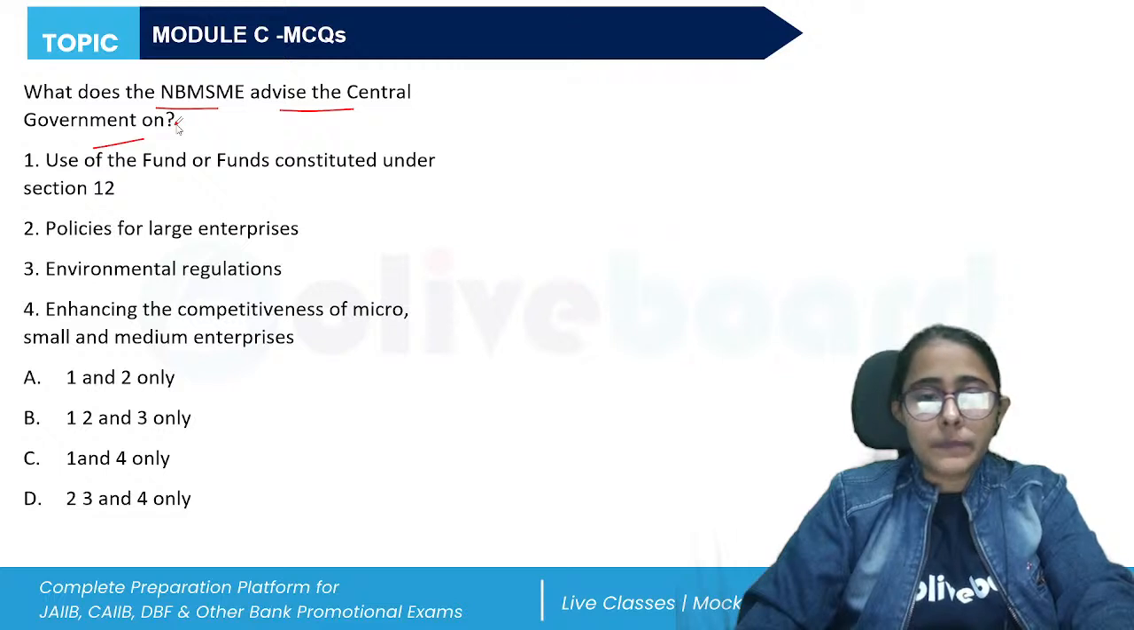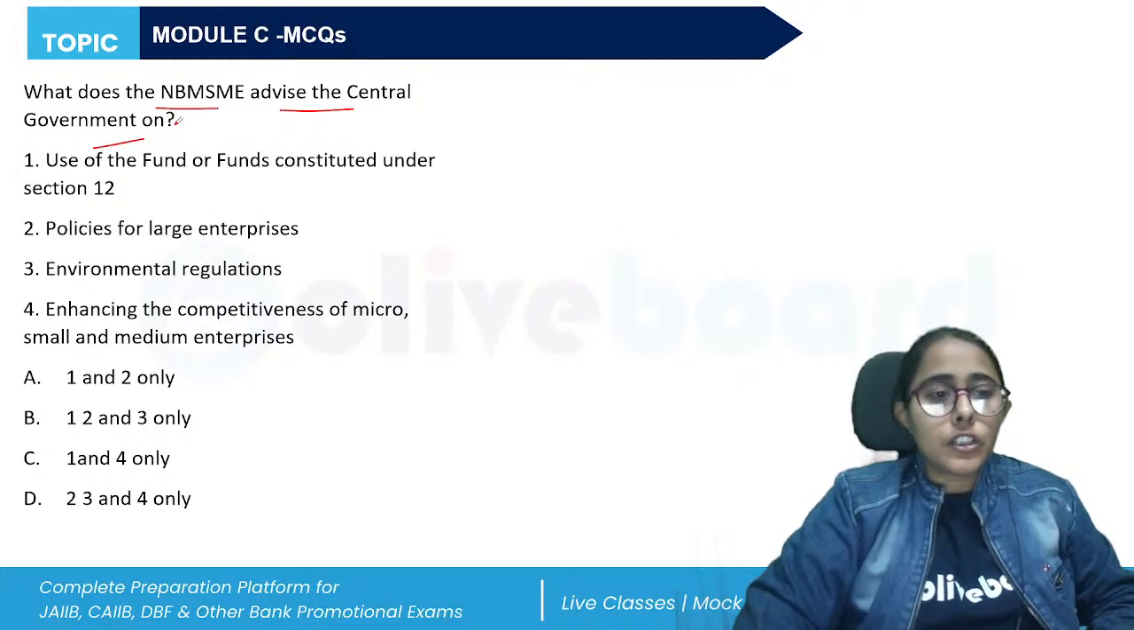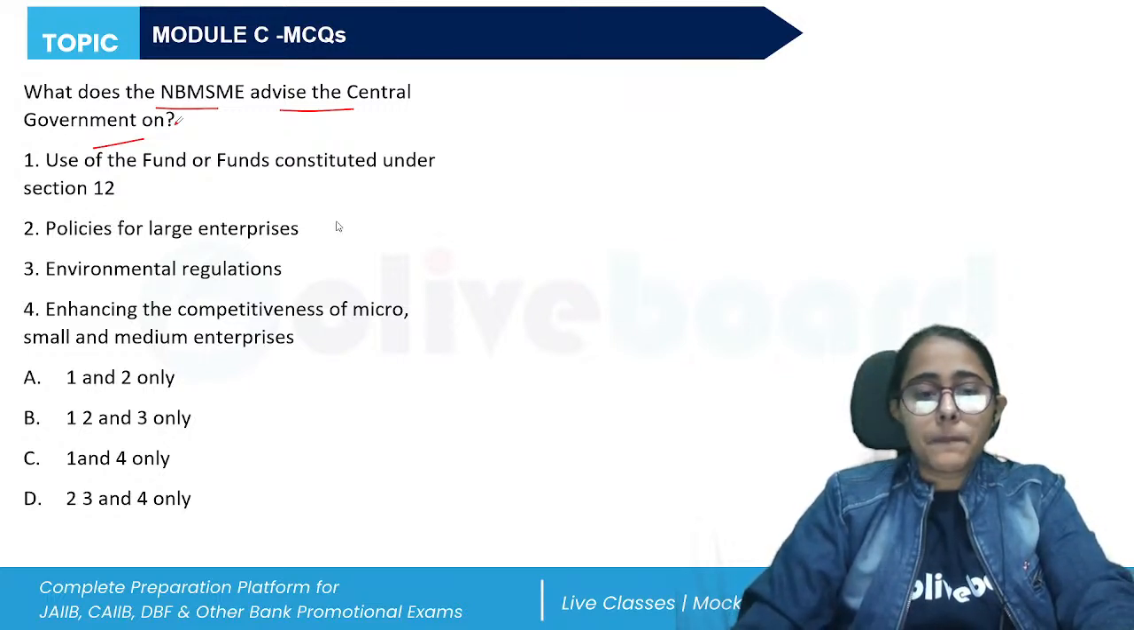What is the responsibility of the National Board for Micro, Small and Medium Enterprises? The use of funds constituted under Section 12, the policies for large enterprises, the environmental regulations, enhancing the competitiveness of micro, small and medium enterprises. So the NBMSME under Section 3 of Chapter 2, it is mentioned that it will be set up in Delhi, will be the head office.